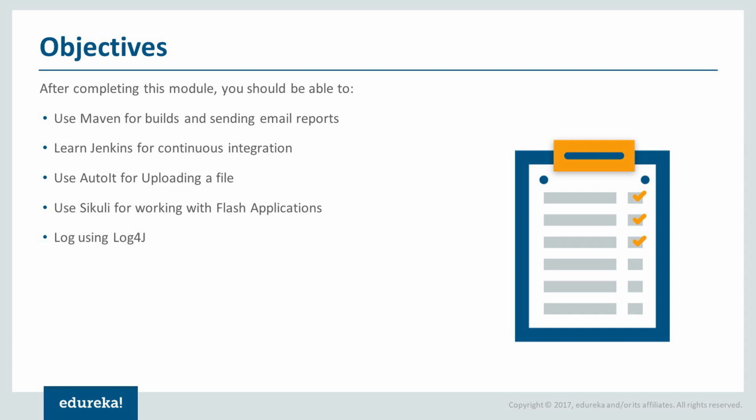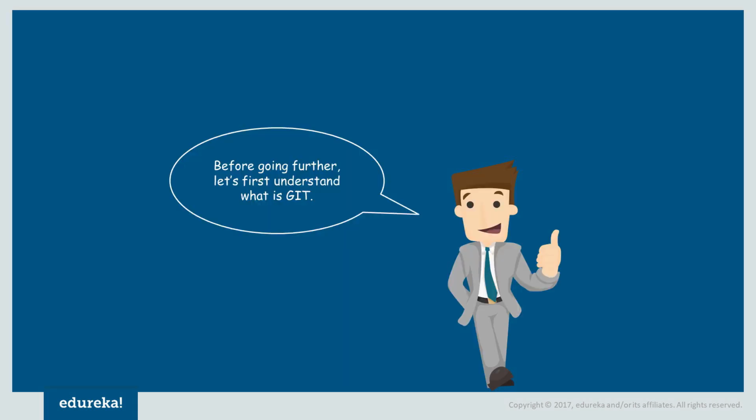So first, before we go with Maven, I'm going to show you the third-party tools, which are your AutoIT, your Sikuli, and your Log4J, and then we go to our project. We are going to convert the project to a Maven project, and then we'll push your project to your GitHub, which is a centralized repository where we can store our project so that it could be accessible to our entire team, whoever has access to that particular repository. And then we'll see how to integrate Jenkins in order to execute our project. So to get started, let's start with AutoIT.